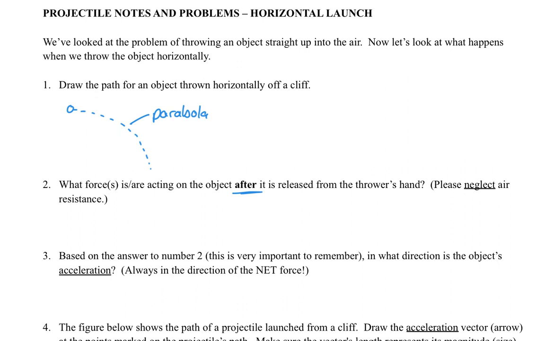There won't be any normal force. There won't be any air resistance. There won't be any force from the ground when it hits the ground, because when the object hits the ground, it's no longer a projectile, and the physics gets a lot tougher. So we're going to limit ourselves to looking at a projectile from the instant it's released to the instant it hits the ground, because the force of gravity is the only force that can be exerted on the projectile.